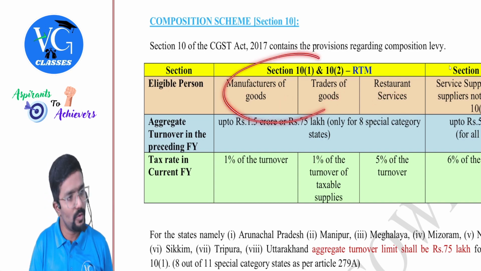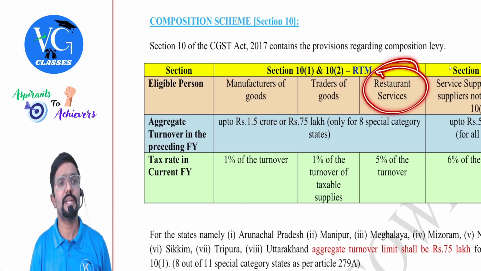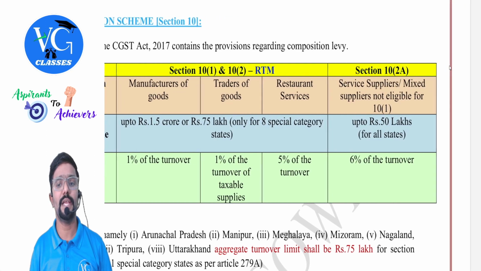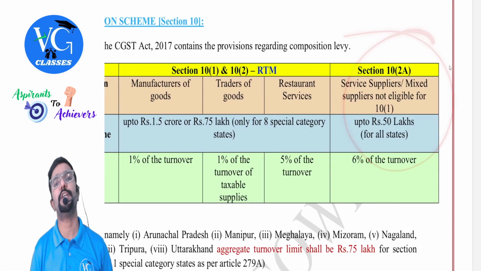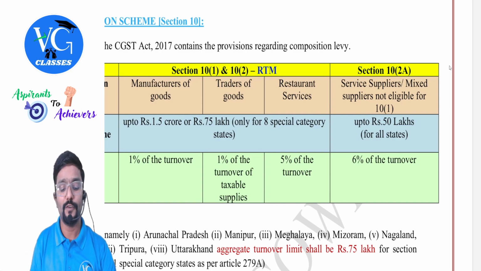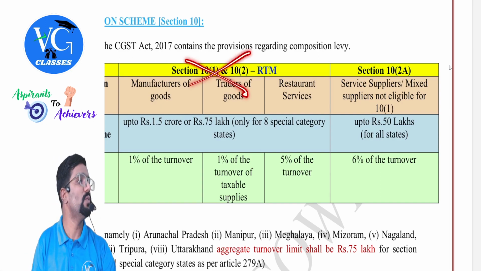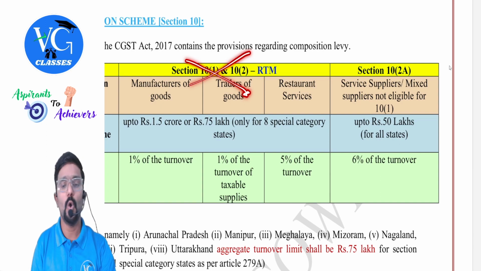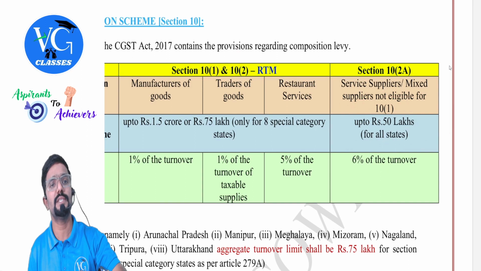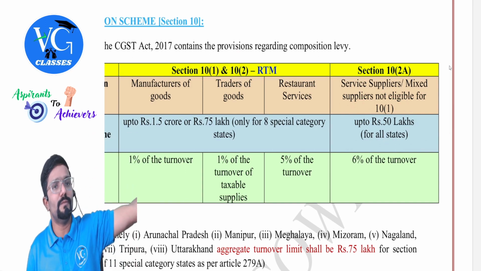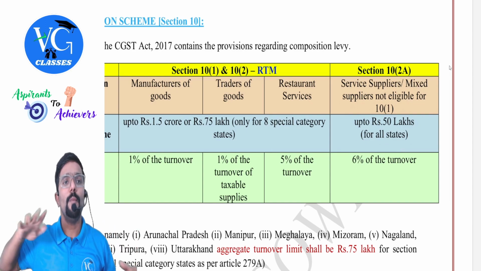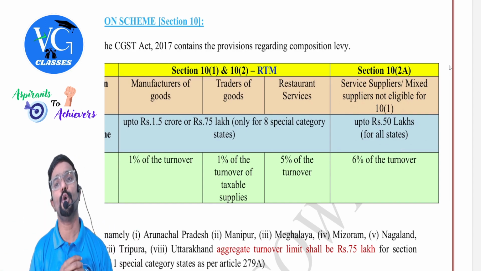For example, here goods are covered, but I am providing not restaurant service, some other service, sir. In that case, for you, a separate scheme has been introduced. That is under section 10(2)(a). And 10(2)(a) clearly they told is for those who are not eligible for 10(1) and 10(2). Okay, sir. And for this, the threshold limit is up to 50 lakh for all the states. That is, if my turnover in the last year is up to 50 lakh, in the current year, I am eligible for the composition scheme under section 10(2)(a).